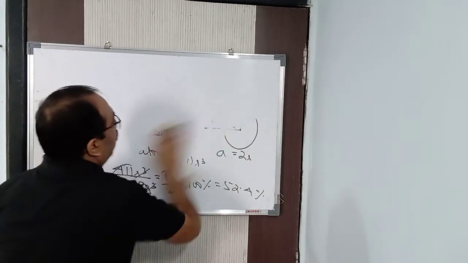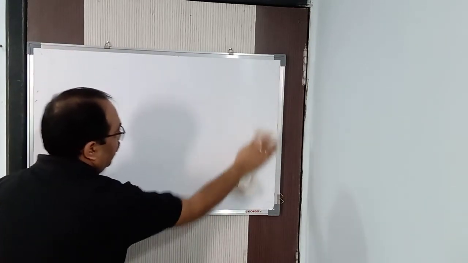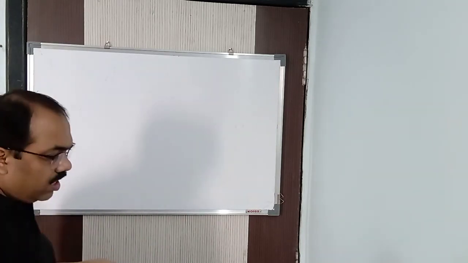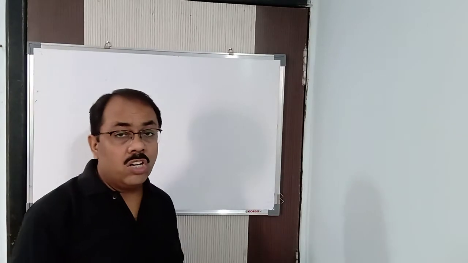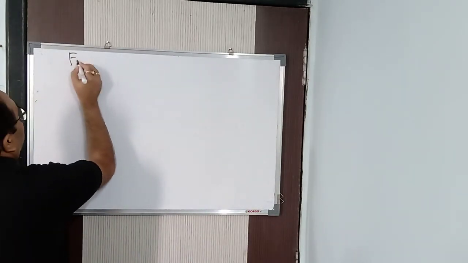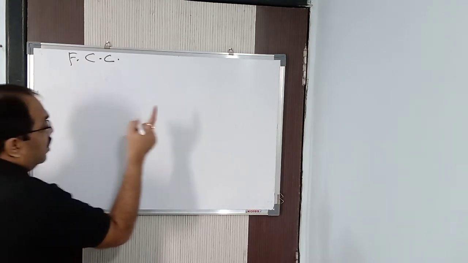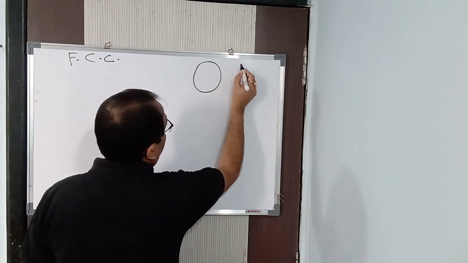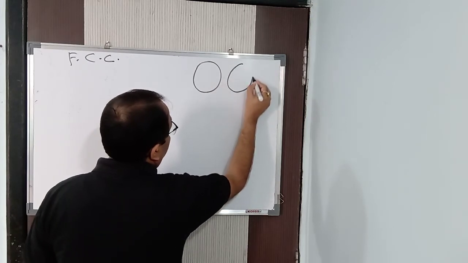Similarly, we will calculate for FCC. Now FCC comes under the non-primitive unit cell. In a non-primitive unit cell, the atoms at the corners do not touch each other. That's the most important thing. You have to understand it while drawing the diagram. The atoms at the corners do not touch each other. They are not touching each other. See, these are the atoms at the corners.